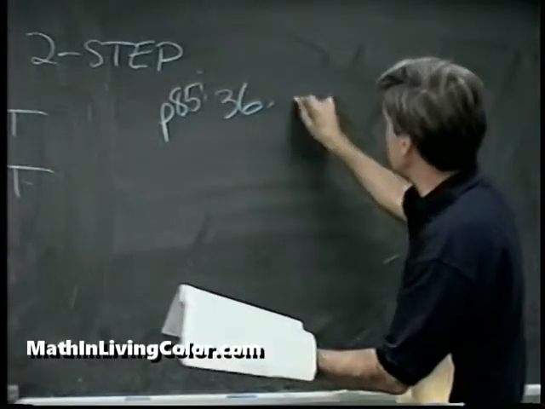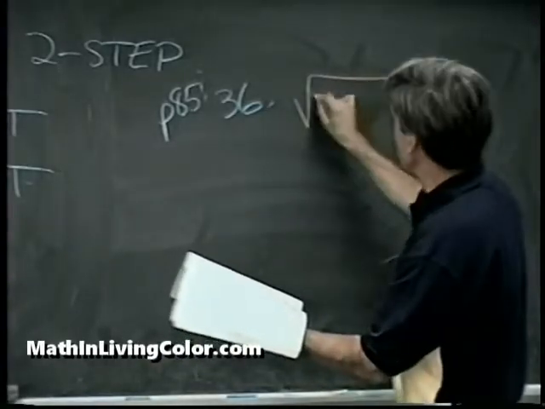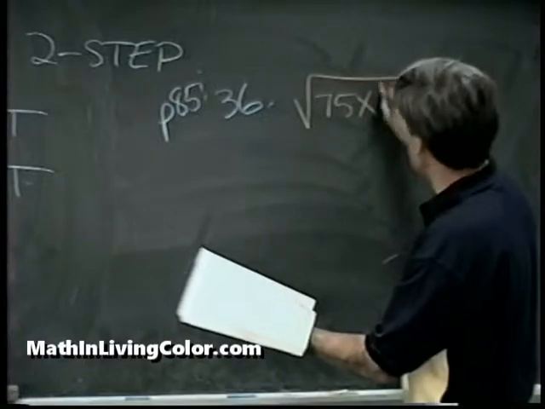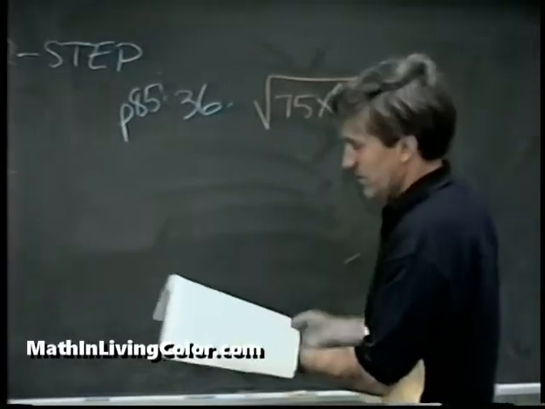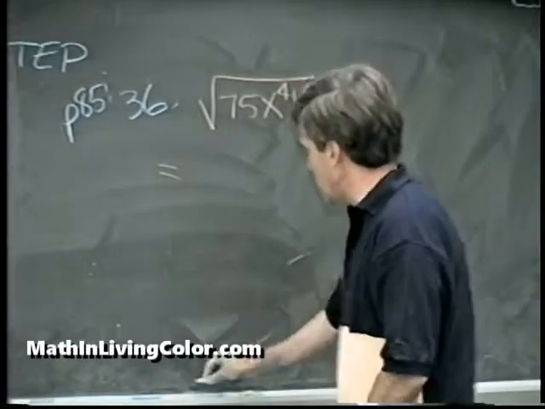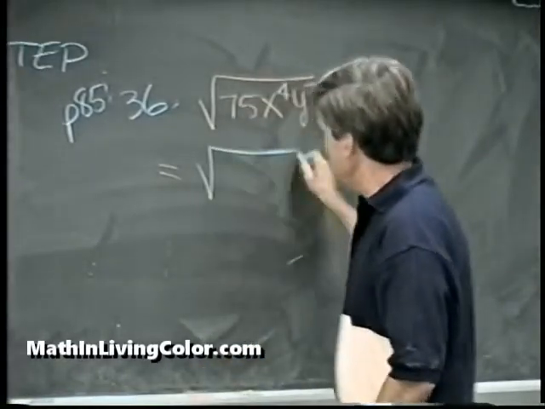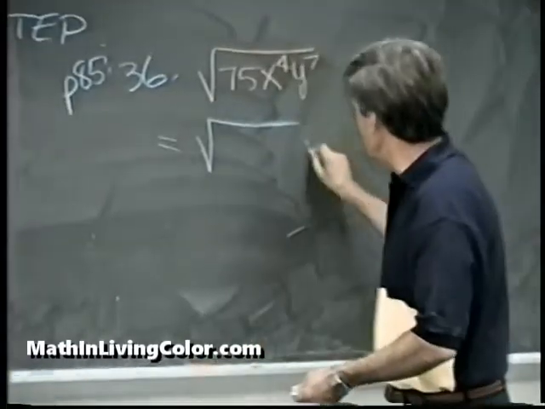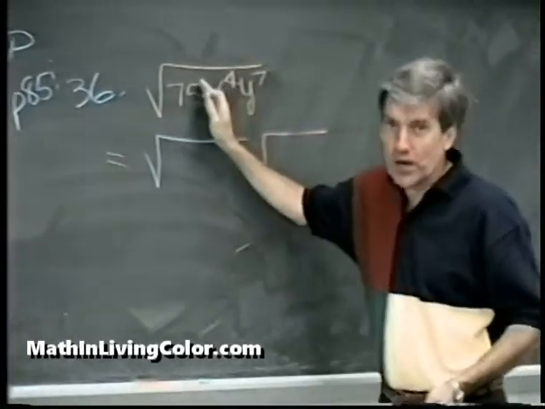Number 36, it says, the square root of 75, x to the fourth, y to the seventh. What I'd like to do is split this into 2 separate square roots: a square root times a square root, and take all the perfect squares and put them up front.